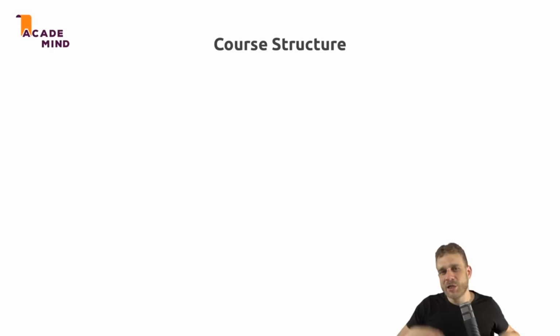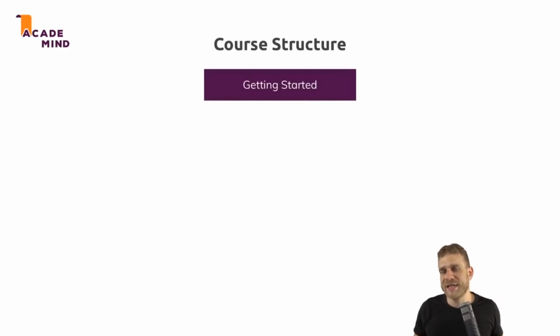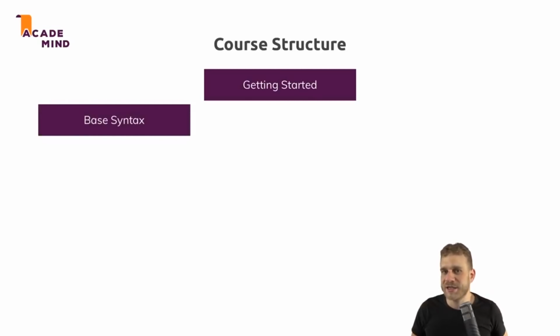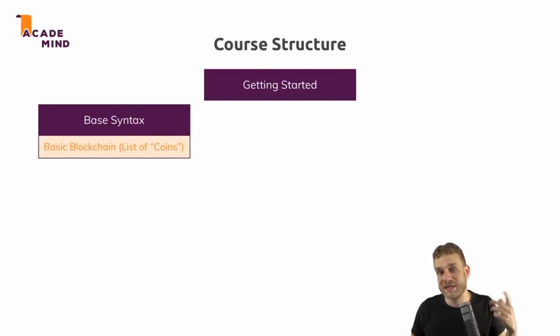So now that we had a first look at what Python is and what the blockchain is, and that we installed Python and wrote our first program, let's see what the course as a whole has to offer for you. We're almost done getting started. In the next module, we'll dive into the core base syntax of Python. And regarding our blockchain, we'll start building a simple chain, a simple list of coins. For now, a coin will just be an amount, just a number, but it will be a great start.